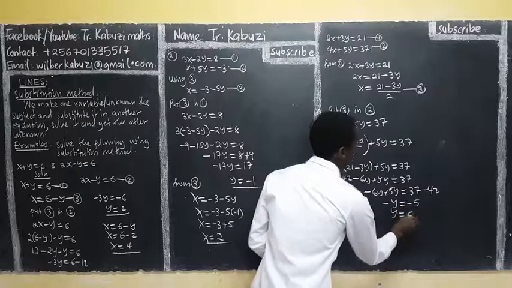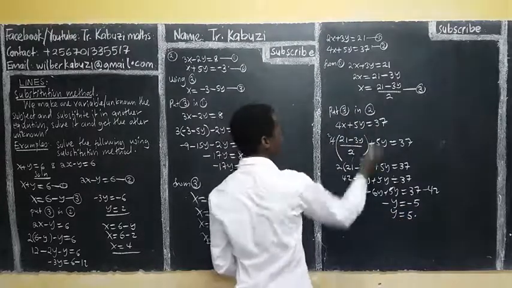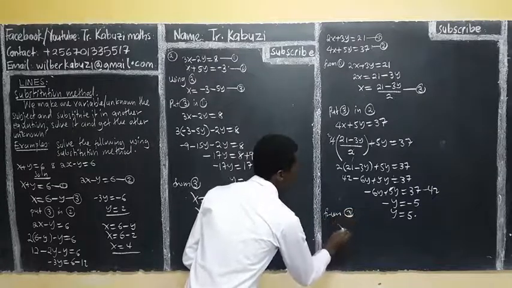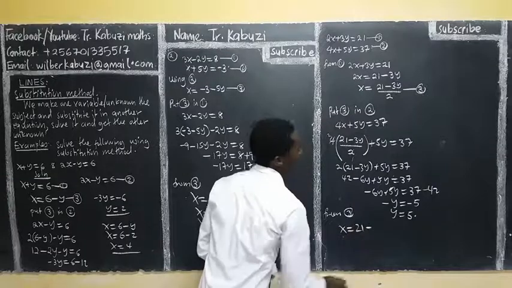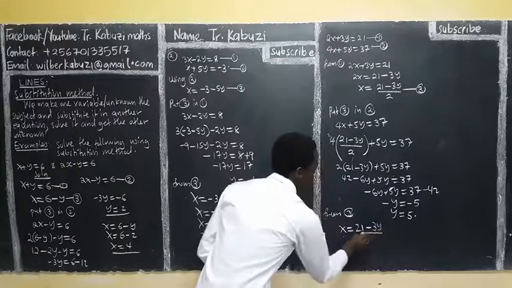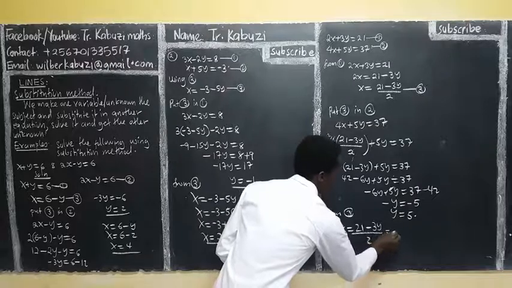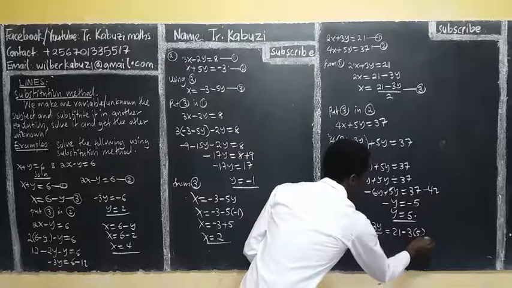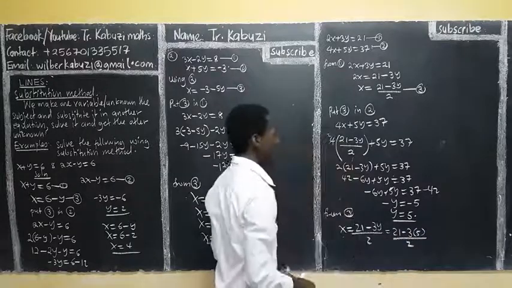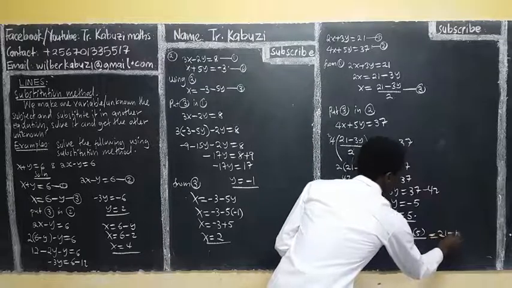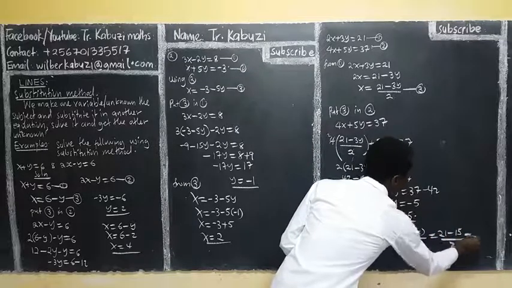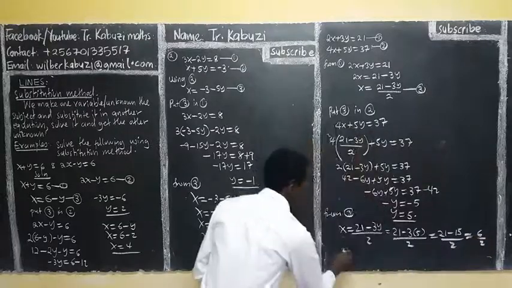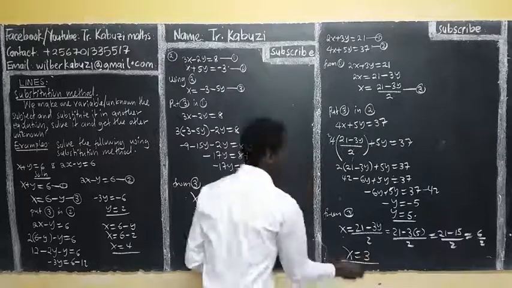So y is 35. If you have y, come and substitute. From equation 3, my x will be 21 minus 3y over 2, which will be 21 minus 3 into the value of y, the whole over 2. This will give us a value over 2, and we get our x. And we have solved that.